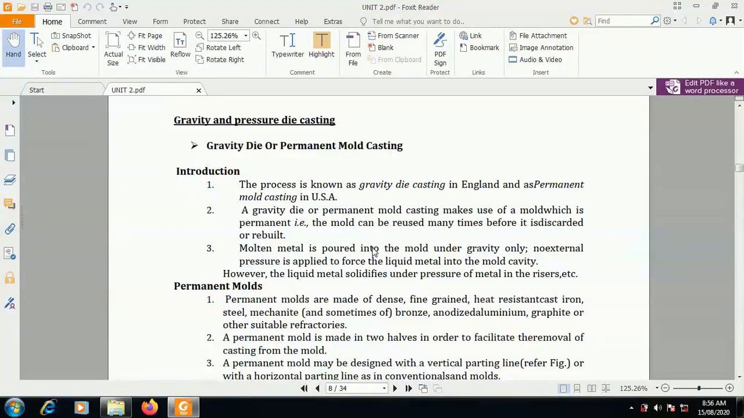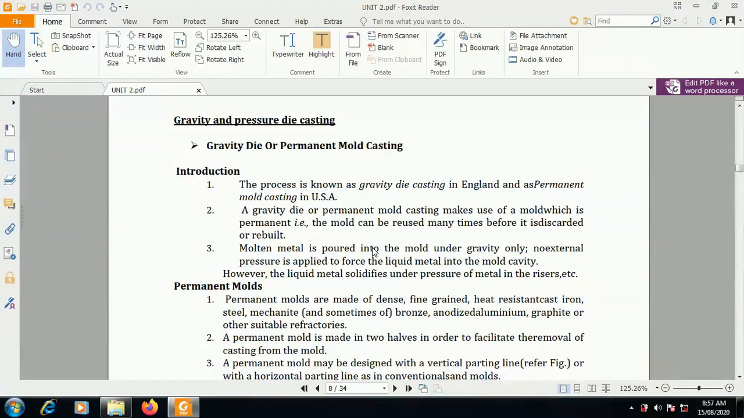Permanent mold casting process means here the mold cavity along with the gating system and core is made up of metal, and it is used many times before it is discarded. That process is called a permanent mold casting process in the USA. The same process is named gravity die casting in England because the flow of molten metal inside the mold cavity is only under gravity force. No external pressure is applied on the molten metal.